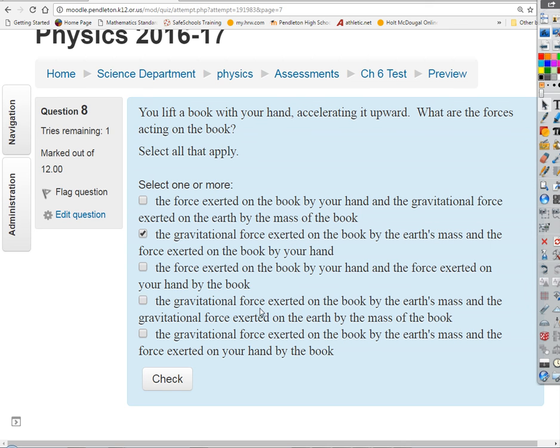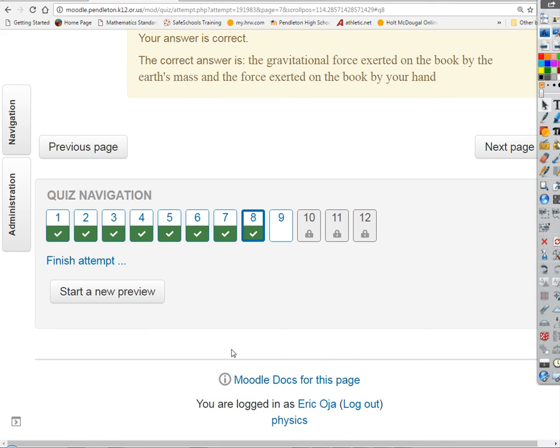Next one, gravitational force exerted on the book, so far so good, and the gravitational force exerted on the earth. Nope. Another action-reaction pair, but only one of those forces is acting on the book, so that one's no good. And finally, gravitational force exerted on the book, good. Force exerted on your hand, bad. So it's just that one. Okay.